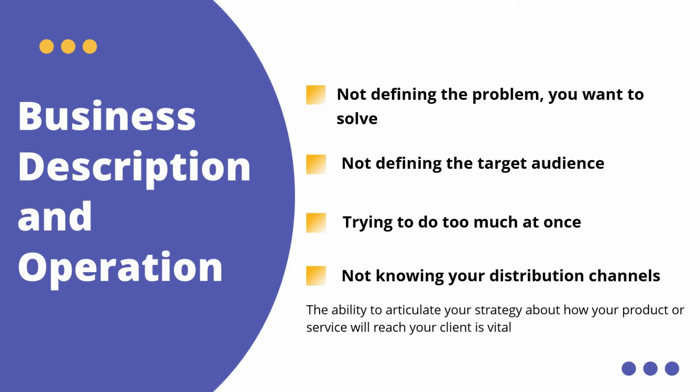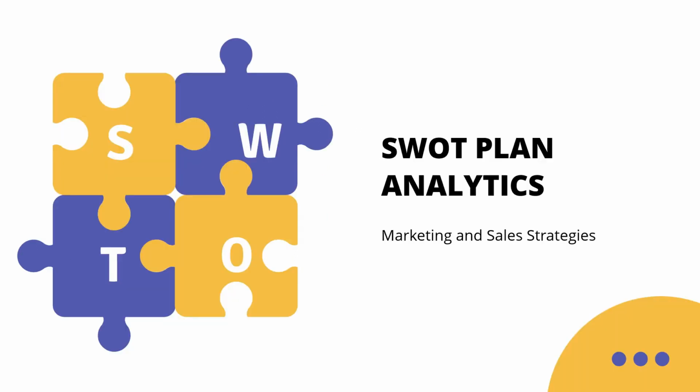Now I want to move on to the marketing and sales strategy section of the business plan. It's really important to do SWOT analysis and talk about your strengths, weaknesses, opportunities, and threats in the business plan. But I have seen so many mistakes that clients have made when they talk about their SWOT. Okay, now what are they?